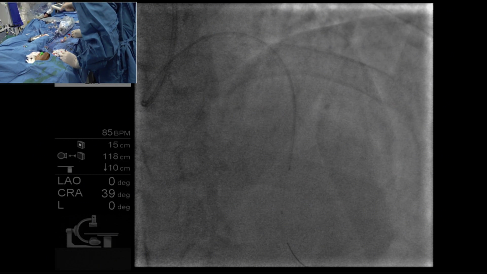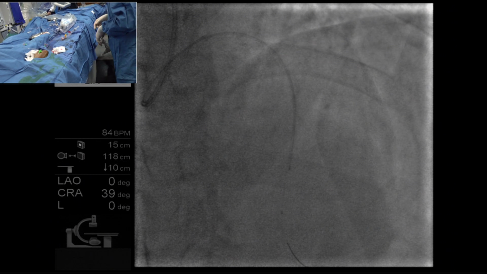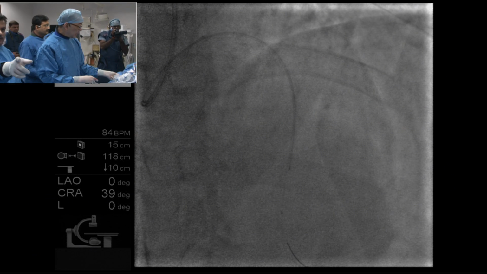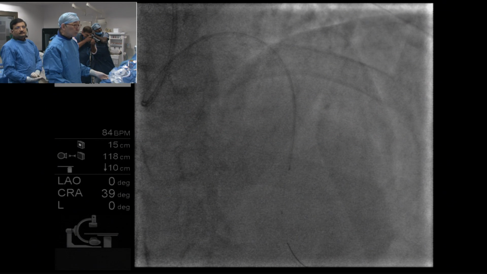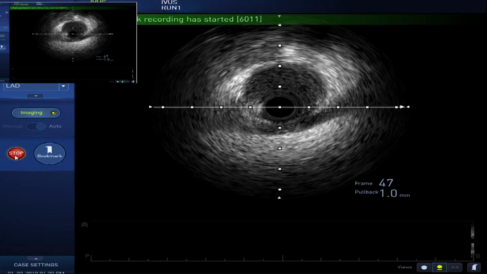I agree. Most of the concern is the total amount of contrast coming in. However, if you do the OCT at the same time as we see the angio, we can reduce the total amount of contrast. Can we see live? Okay, start recording.